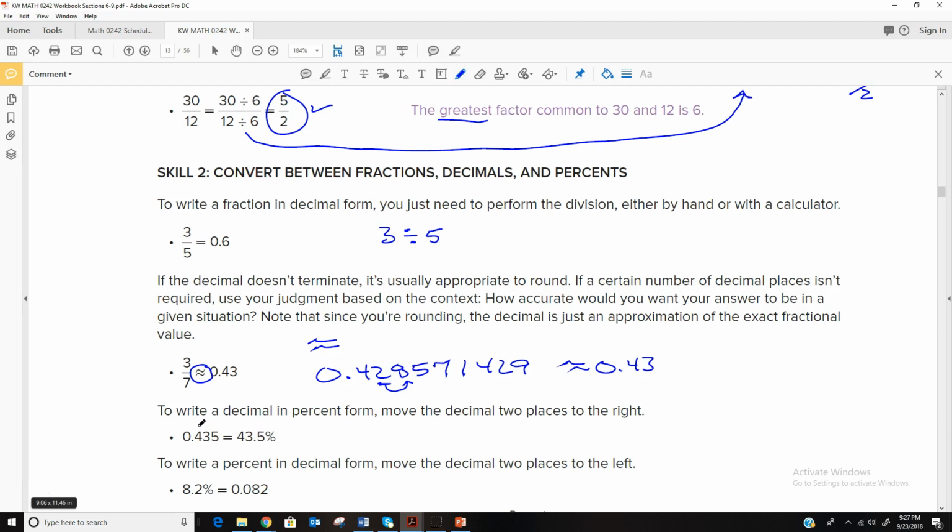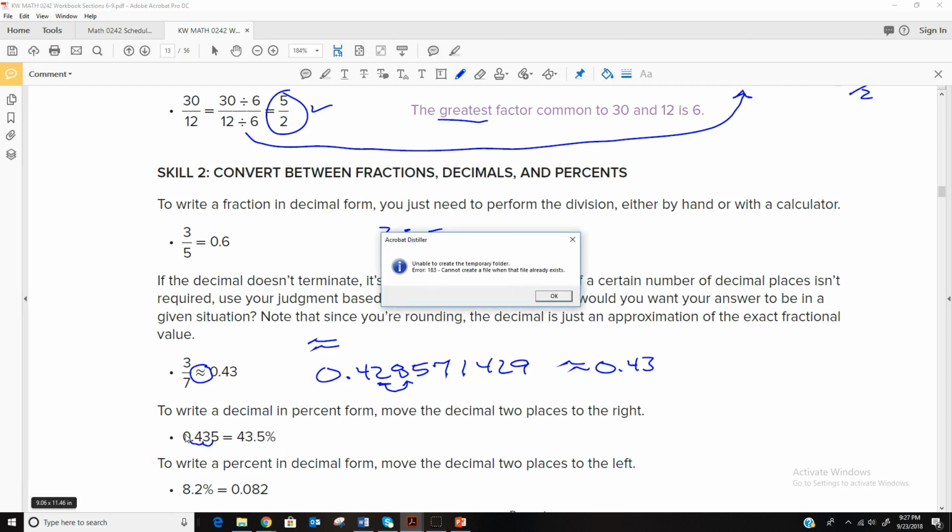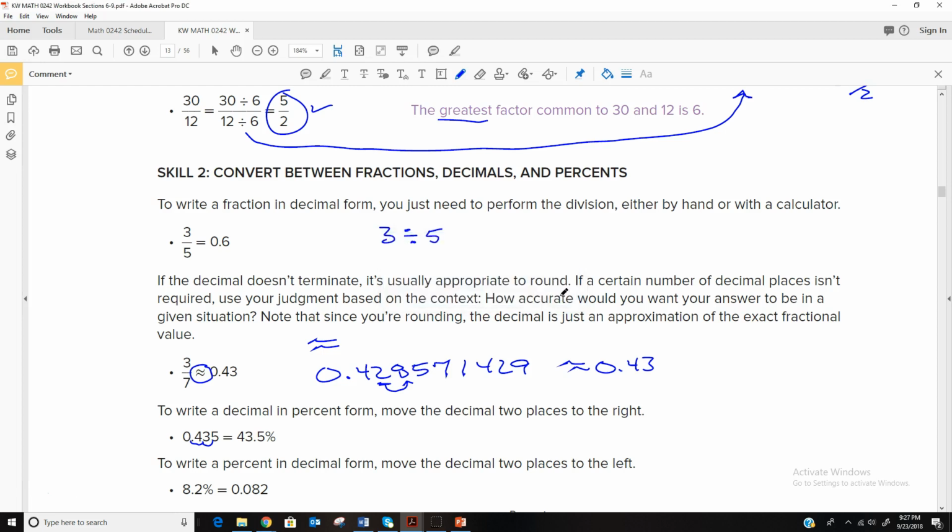And then if we have a decimal and we want to switch it to percent, we're always going to shift the decimal to the right two places. So we're always going to shift that to the right two places, from decimal to percent, and that becomes 43%.